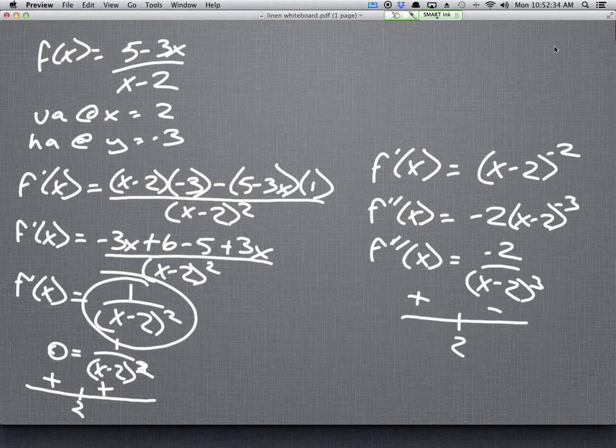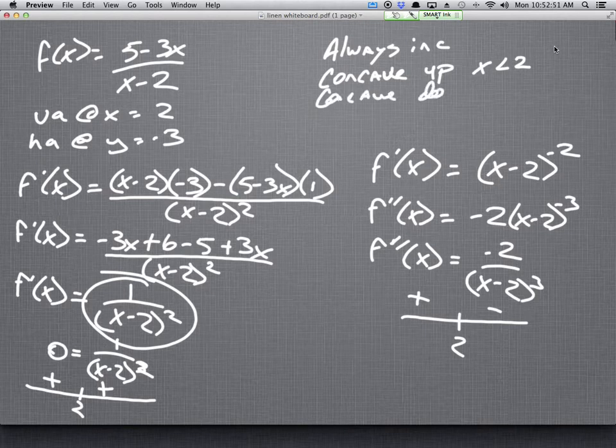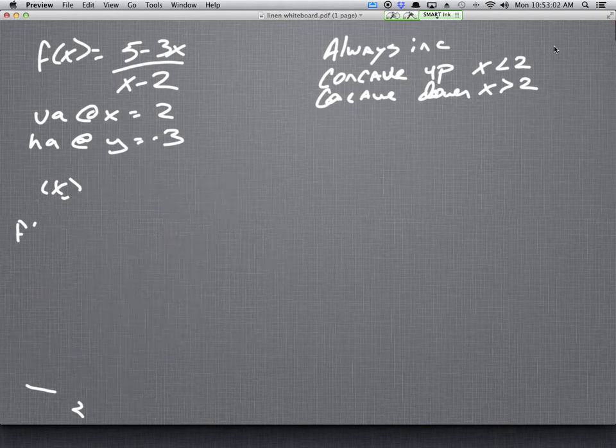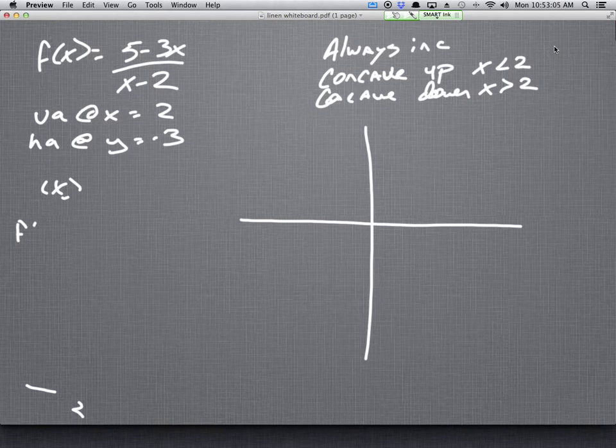So we know this function is always increasing and concave up on the left of 2 and concave down on the right of 2. Alright, so now we're ready for our sketch. What's the first thing I want to put on my sketch? The asymptotes, good. So x equals 2. And my horizontal one is y equals -3. Gives me that.